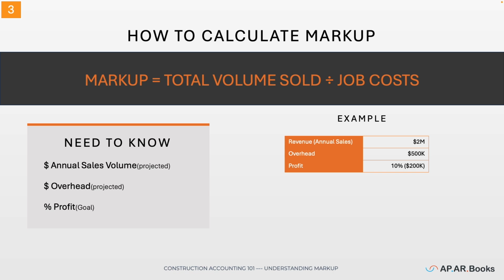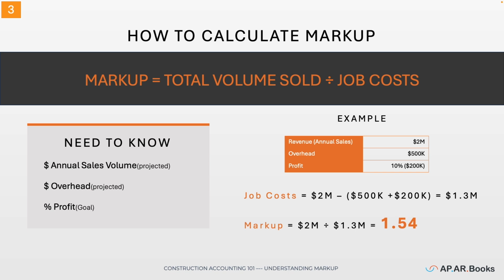Say your annual revenue goal is $2 million. Your overhead is $500,000, and you want to make a 10% profit, which is $200,000. That means your job costs need to be $2 million minus $500,000 overhead minus $200,000 profit, which equals $1.3 million. Now apply the formula. $2 million divided by $1.3 million equals 1.54. So your markup is 1.54, or 54% over cost, to hit your profit target and cover your overhead.